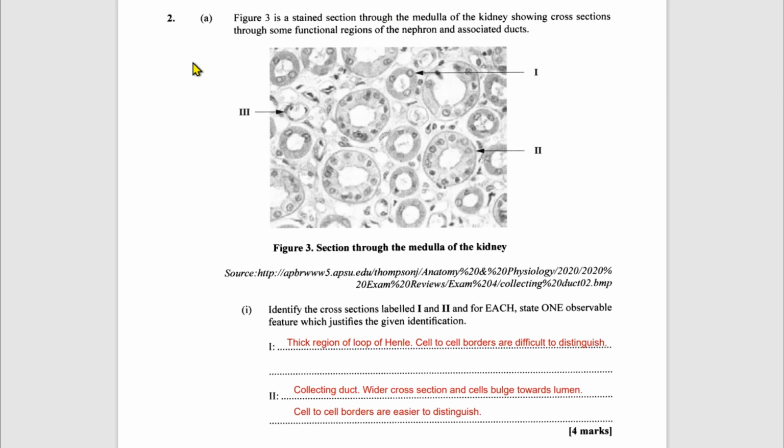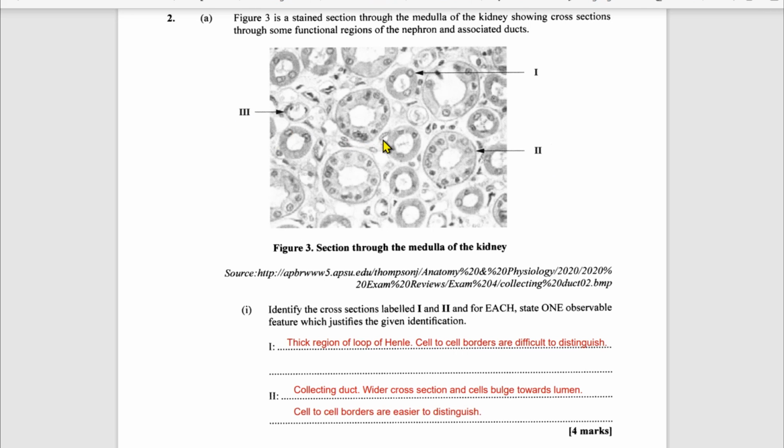Question 2. We have a nephron question here. Figure 3 is a stained section through the medulla of the kidney, showing cross sections through some functional regions of the nephron and associated ducts. You'll see in here that this is a section through the medulla, or the inner part of the kidney, and you'll see 3 parts labeled: 1, 2, and 3.